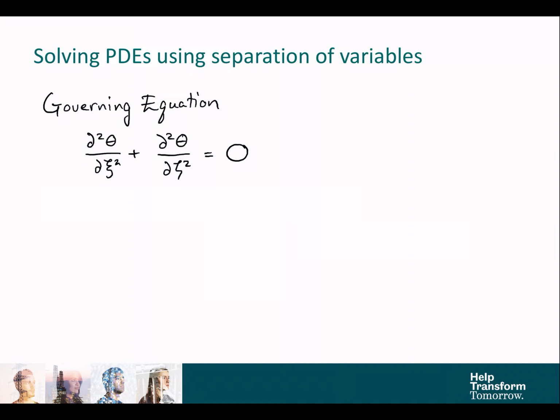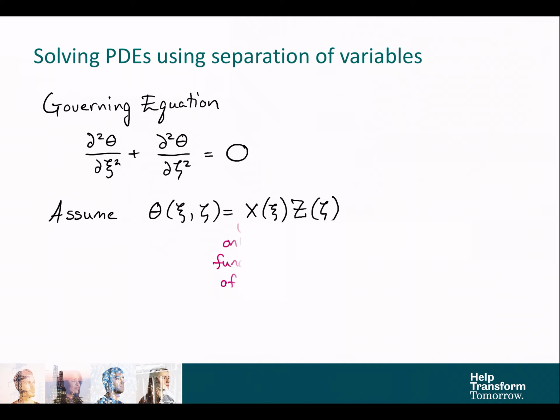The separation of variables solution basically assumes that the solution to this differential equation, theta, which is a function of both xi and zeta, can be separated into two functions called capital X and capital Z, each of which is only a function of one variable. So our capital X is going to be only a function of xi, and capital Z is going to be only a function of zeta.